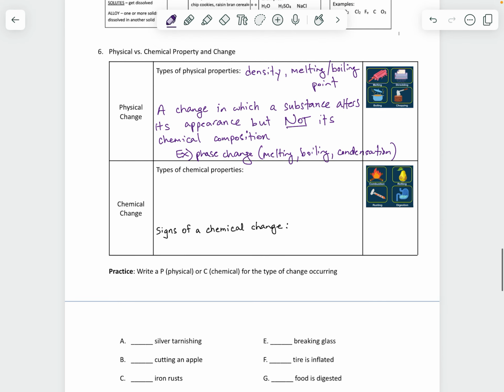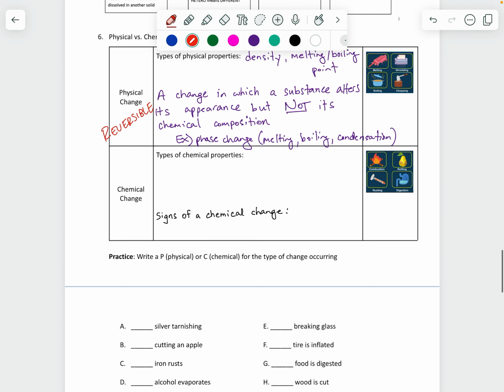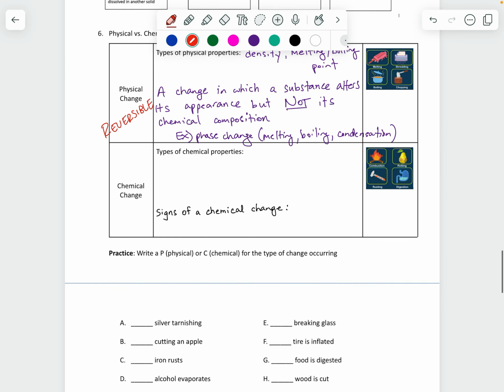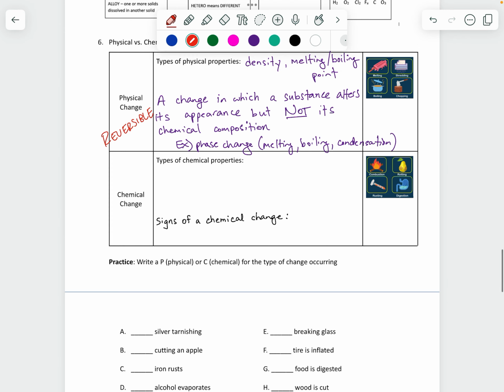Another thing to note for physical changes is that physical changes are reversible, which means if let's take ice, for example. Ice is just solid water, H2O. If we melt it, then it turns into a liquid form of H2O. If we boil it, it turns into a gas form of H2O. So the chemical composition doesn't change, however, the way that it appears to us does.